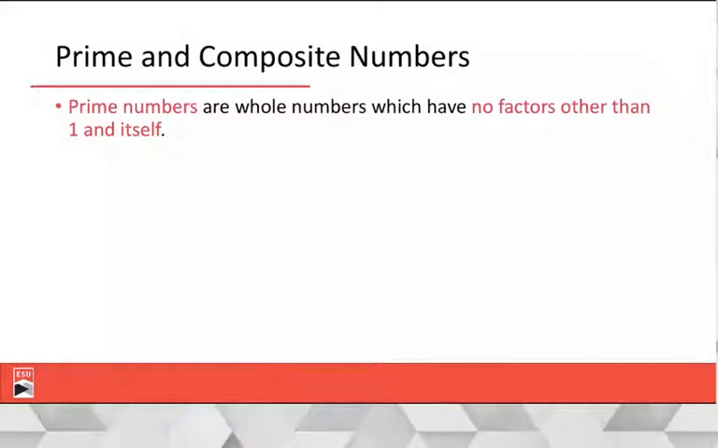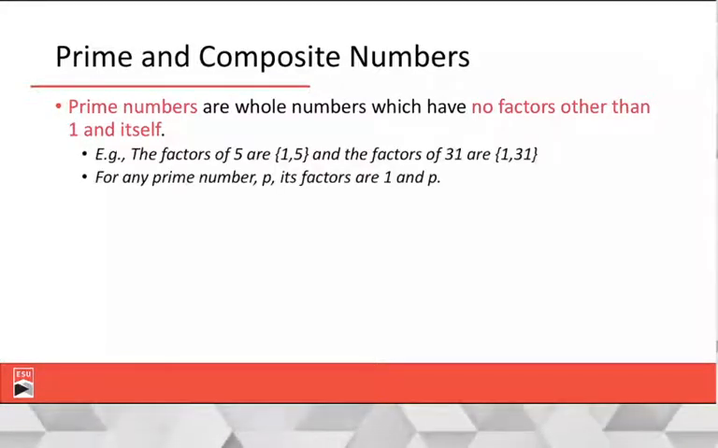And so there are numbers whose only factors are 1 and itself. For example, 5, its only factors are 1 and 5. 2 doesn't divide it, 3 doesn't divide it, and 4 doesn't divide it. Just like with 31, there are only 2 factors, 1 and 31. And so for any prime number p, its factors are 1 and p.